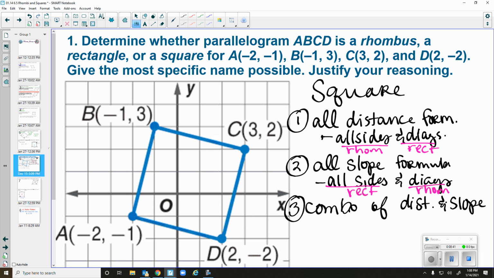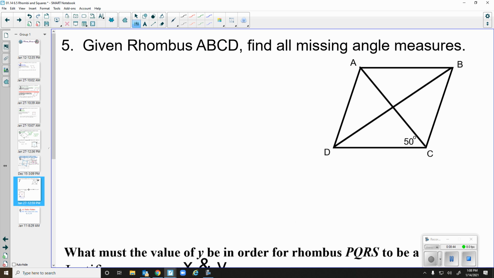Okay, we got 2 more. We're going to go through the rhombus. It says rhombus ABCD. Find all the missing measures. Every single angle within this rhombus we're finding a measure for. What's something we can label? BCD. So this full one? Yeah. What would that be? Yep. 100, which makes this one also 50.